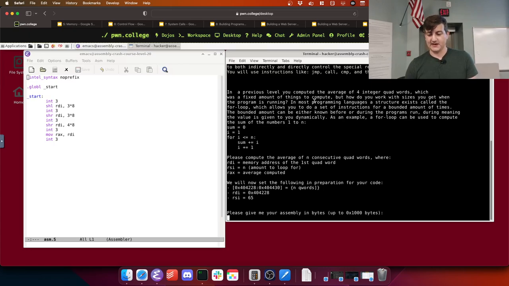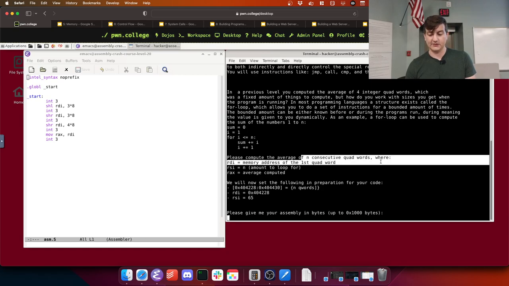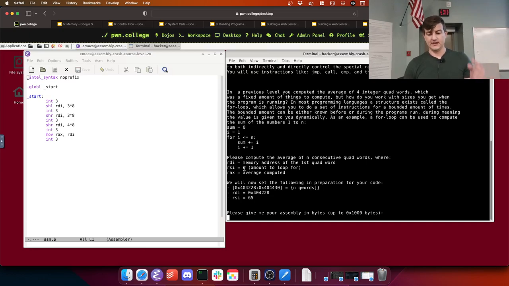Okay, which was a fixed amount of things to compute, but how do you work with sizes you get when the program is running? In most programming languages, a structure exists called the for loop. So this is a for loop for the sum of numbers from 1 to n. So we want to compute the average of n consecutive quad words where RDI is the memory address of the first quad word, n is the amount we need to loop for, and RAX, where we're putting the return value, is the average. So this is saying that when we execute it, the start quad word is at this memory address. There's 65 of them, and we need to calculate the average.